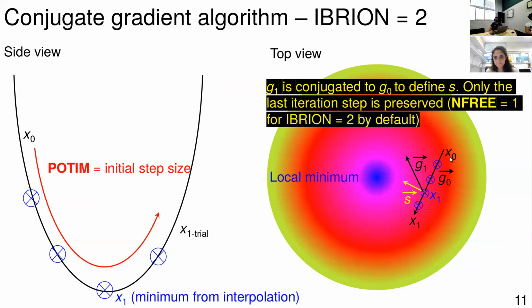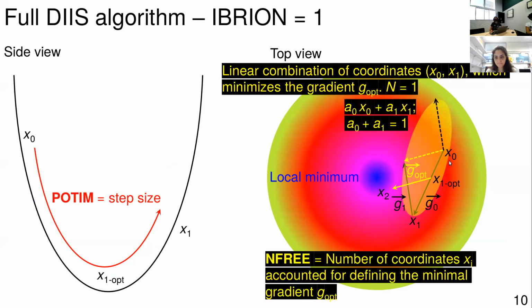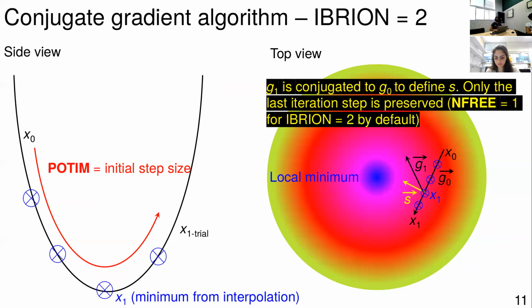Here we always just consider the previous step. So for x1 we consider x0, while here we consider all the previous steps that we want, okay? So if we put n3 equal to 20, it means that we are keeping in the history all the information about the coordinates of the previous 20 steps, while here we don't. Here we just keep the previous one.